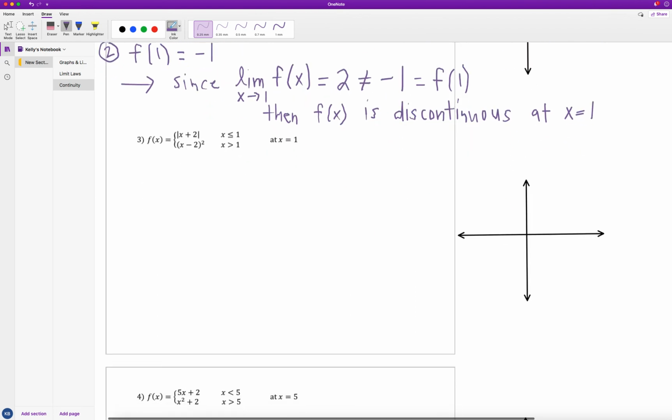Let's look at our third example. I'm going to go ahead and have you guys try your third example on your own first. So pause the video right now and try this, and then we'll check 3 together.